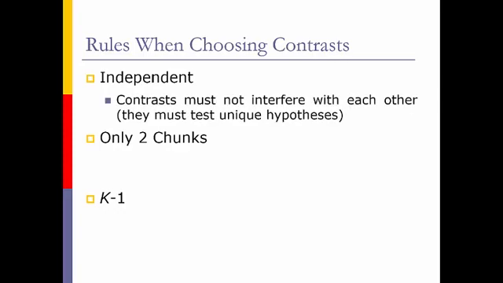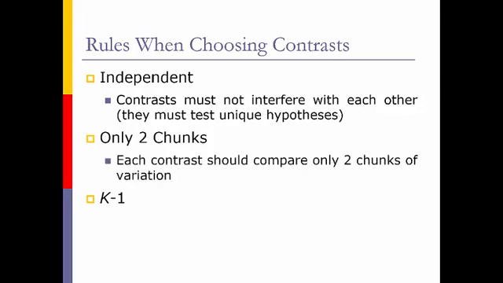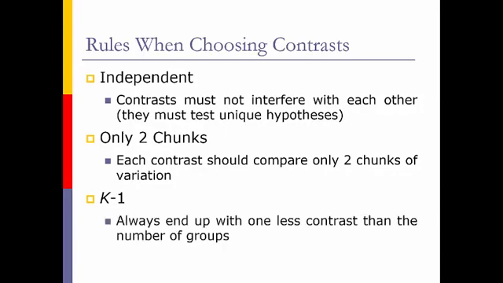Contrasts must not interfere with each other, so they must be unique. You can only look at essentially two chunks of data, or two variations. And you always have to have one less contrast than the number of groups. In our example, we had the placebo, the missed dose, and the regular dose. We had three groups, so 3 minus 1 is 2. We can have a maximum of 2 contrasts to be tested.